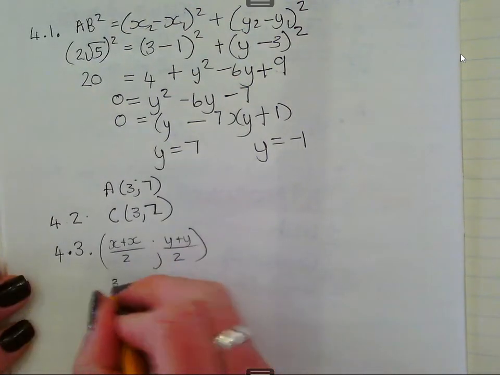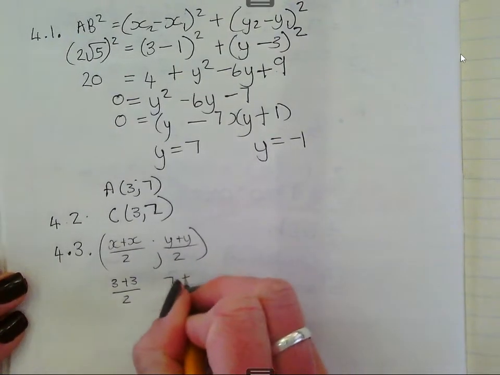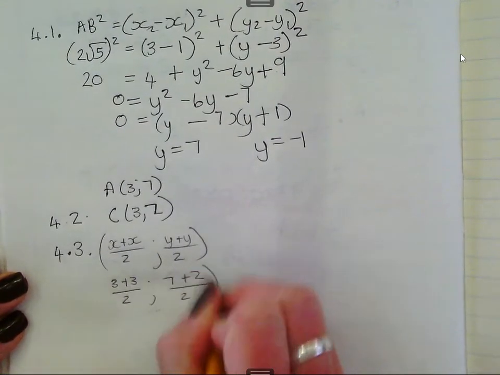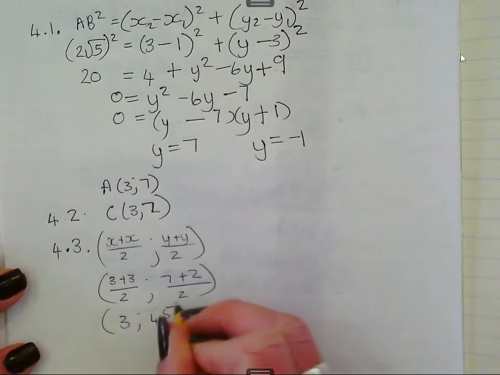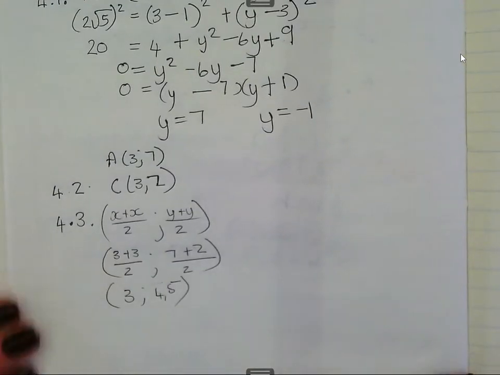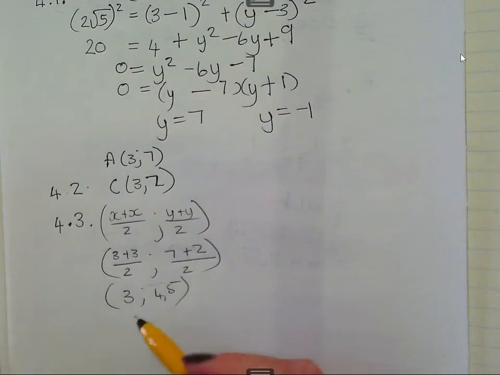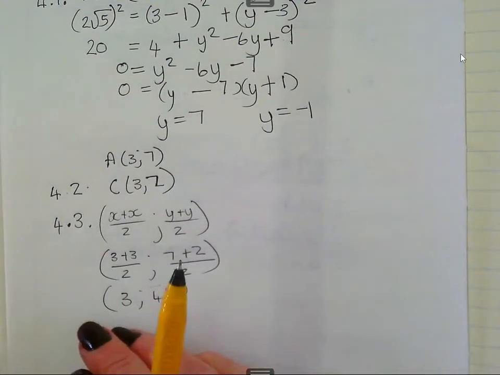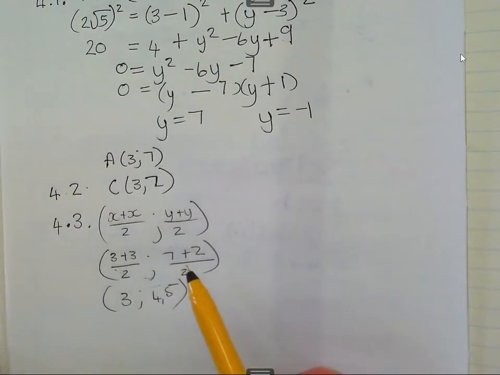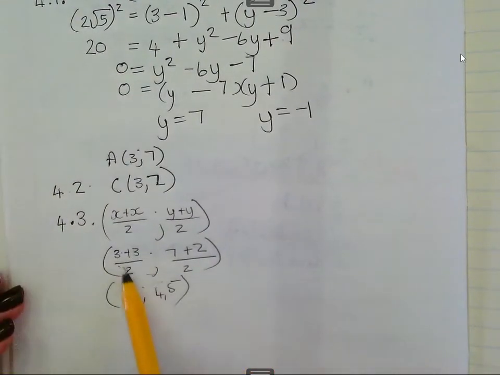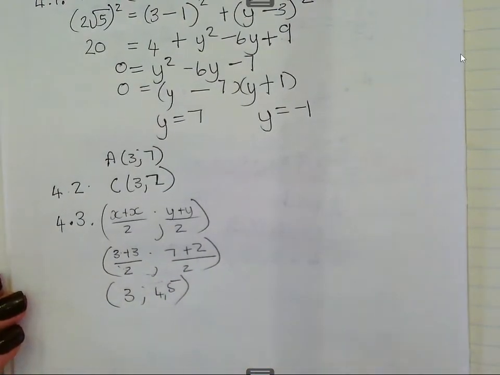So it's going to be 3 plus 3 divided by 2, and then 7 plus 2 divided by 2. And that gives 3 and 4,5. Now, if it's a question like this where they are giving you the answer, you have to especially show the calculations. Okay. You have to show the substitution and everything, because that's where you're getting the marks. You're not getting the marks for the answer because they gave you the answer.